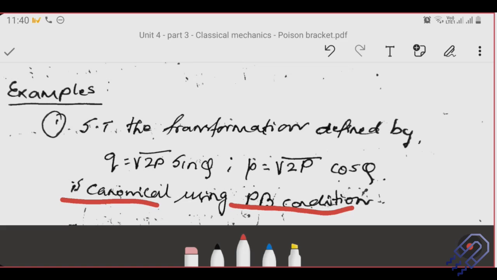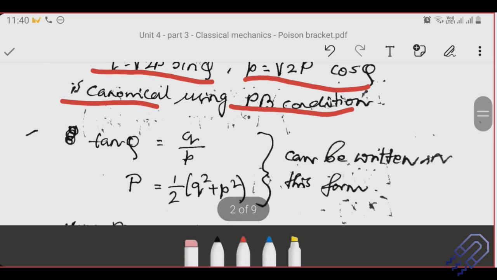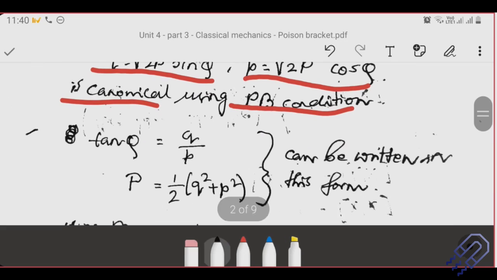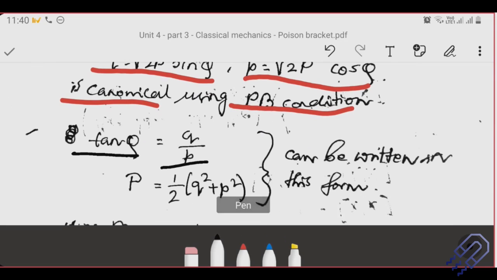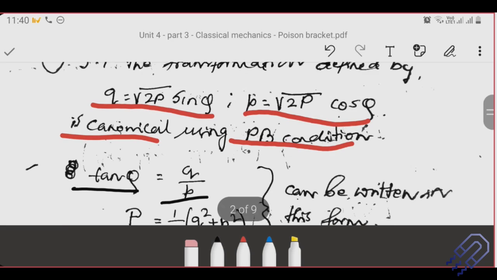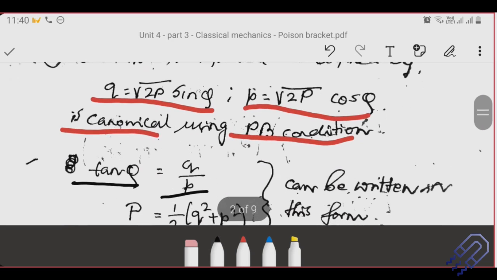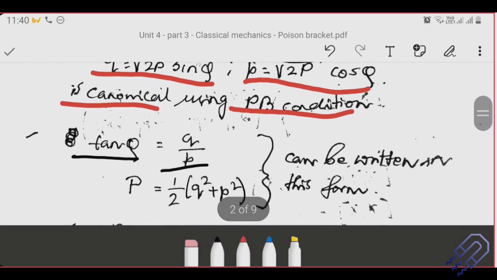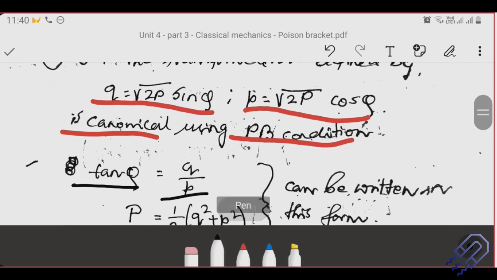So let's try to understand the canonical system. You have got two sets here, q and p. What we can do is take four differential equations here. The first one can be written in this form: tan Q can be written as q by p. This is a mix, okay? This side is small q and small p, and this side is capital Q and capital P.